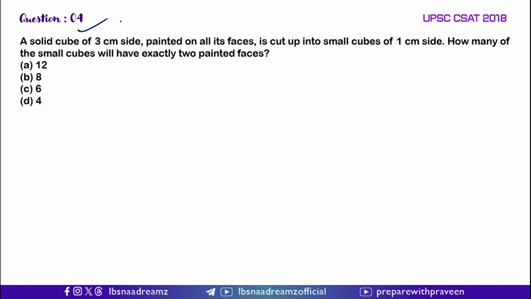Question 4. A solid cube of 3 cm side, painted on all its faces, is cut up into small cubes of 1 cm side. How many of the small cubes will have exactly 2 painted faces? For this question, we are not going to use any application, or we are not going to use cardboard box to find the answer. We are just going to use our logical thinking, right? So first we have to draw a cube.